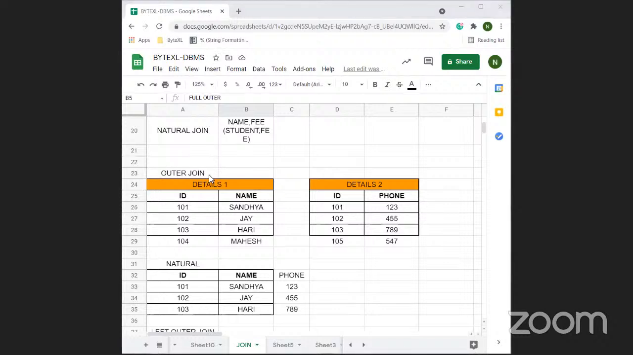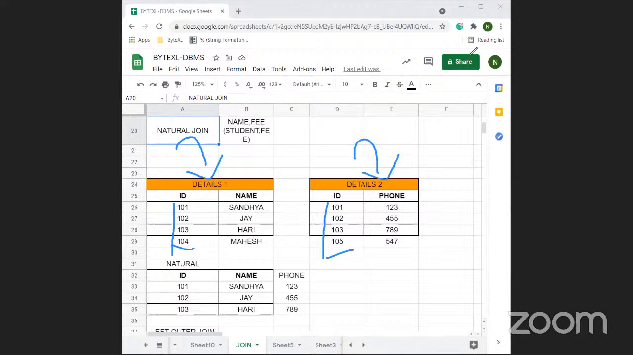This is not exactly for outer join, so let us remove that. We have the details of table 1, then another table with the details 2. We have different tables, that's important actually. Here we have 101 to 104. In the other table we have 101, 2, 3 and 5. This is a different value. But at least there are three common values. Even if there is one, that is sufficient.